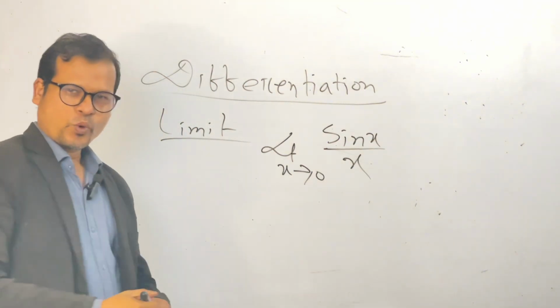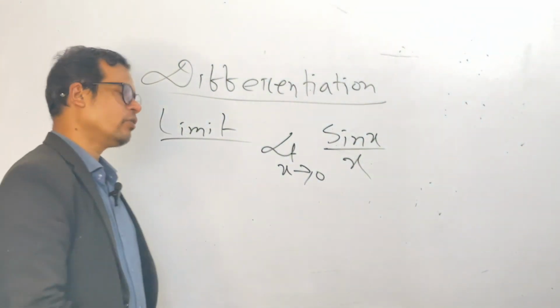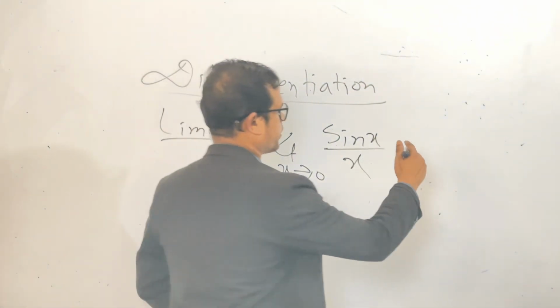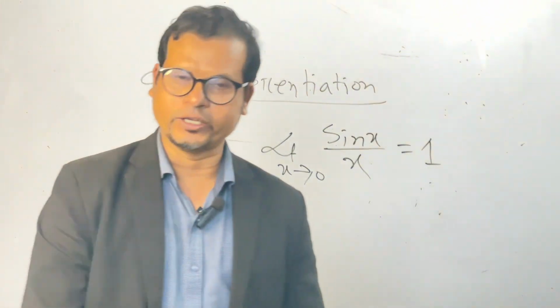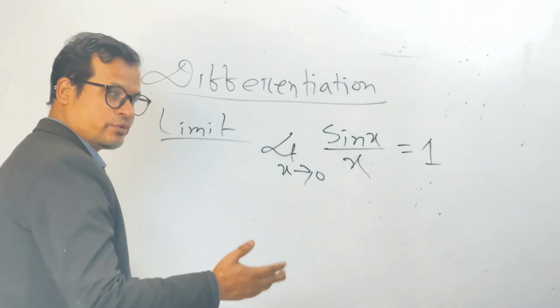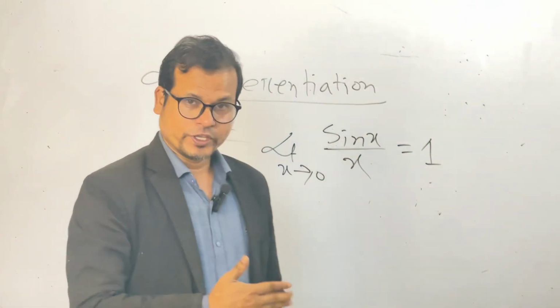What is the value of this formula? Limit x tends to 0, sin x over x equals 1. Try to remember always, it's equal to 1. This is actually a formula. Whenever you solve a problem, you have to use this formula, and I will prove this later.